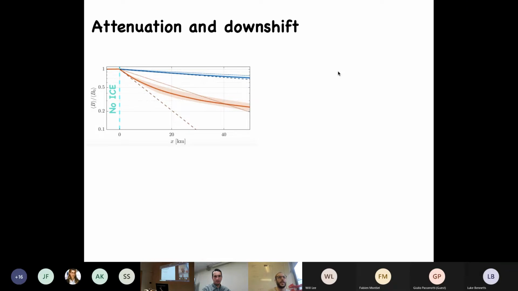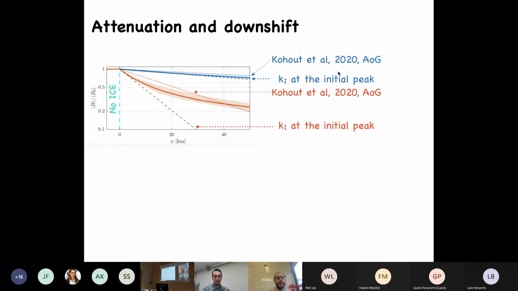What do the other lines mean? Well, the dashed line is the dissipation computed for the peak period of the initial peak, which is kind of tangent to the initial dissipation that we measure. And the other one, the dotted line, is from a parameterization derived based on the field data by KOZWaves and presented in the 2020 Annals of Glaciology paper.